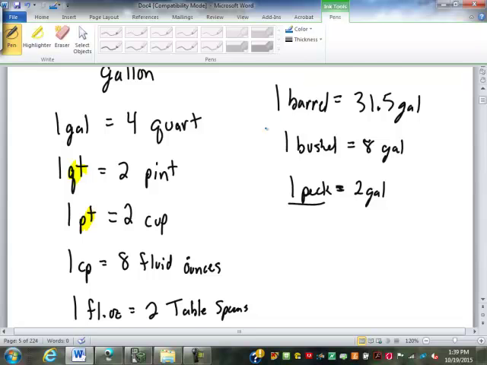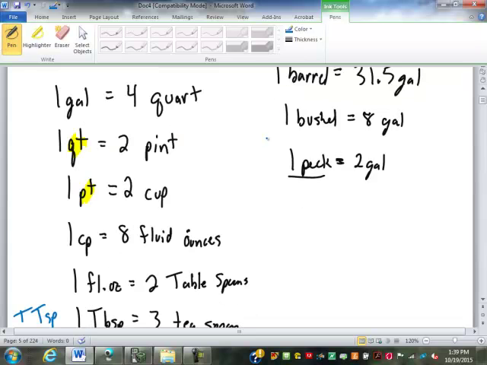Now, there is a relationship. Obviously, volume and capacity are measuring very similar things. There is a relationship. 1 gallon does contain approximately 231 cubic inches. Now, 1 cubic foot is larger than a gallon. Here's the question that always stumps me.